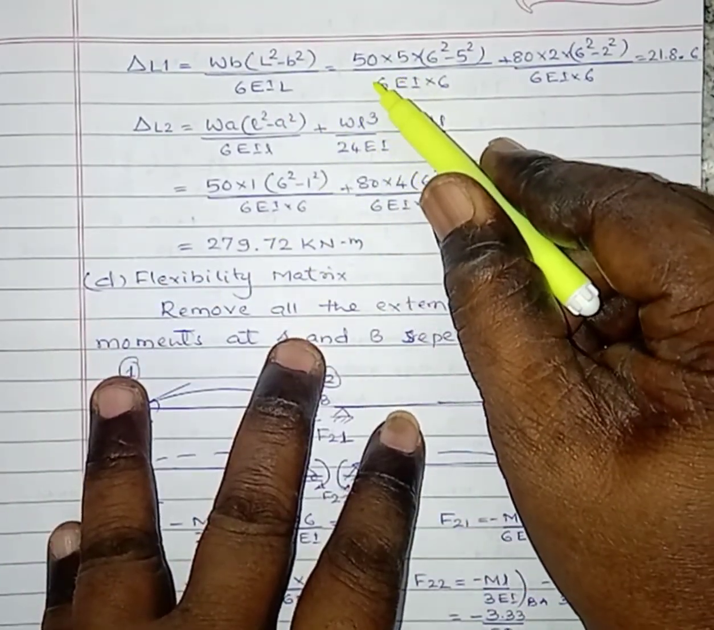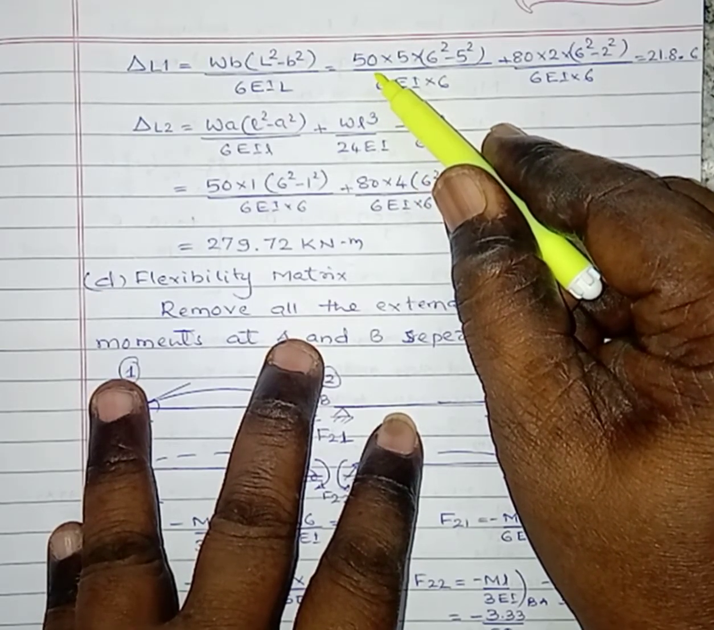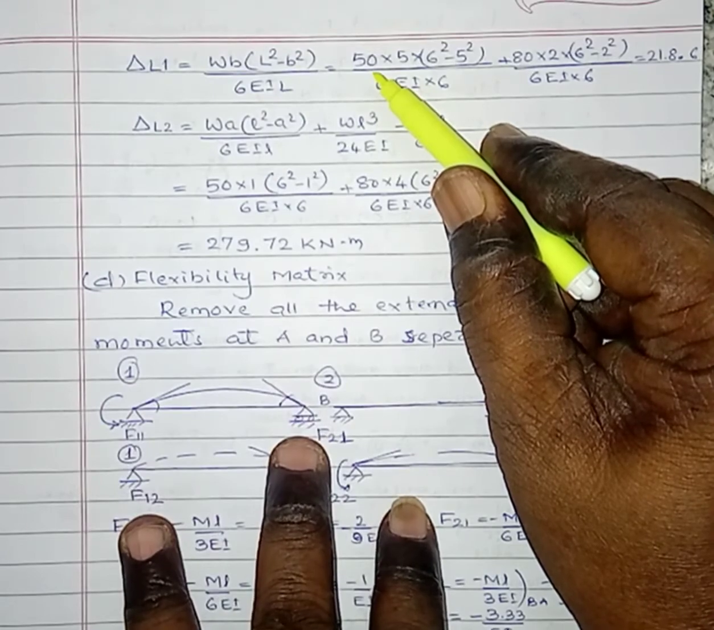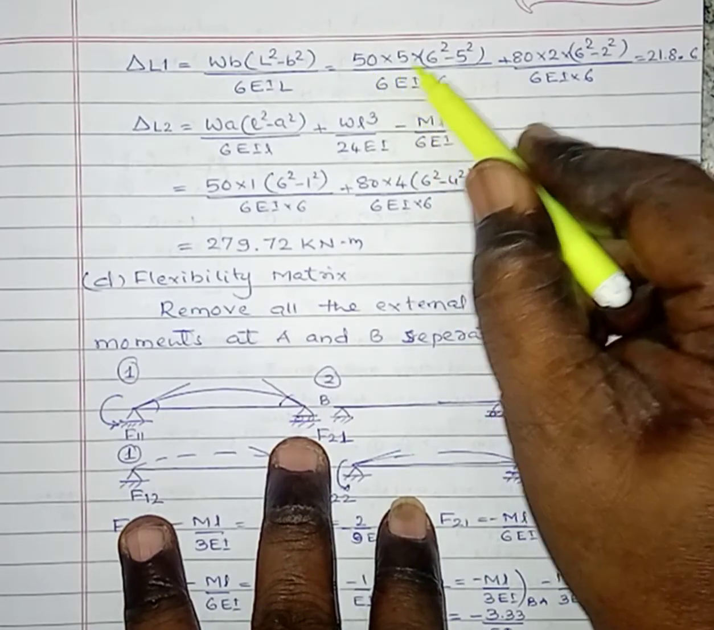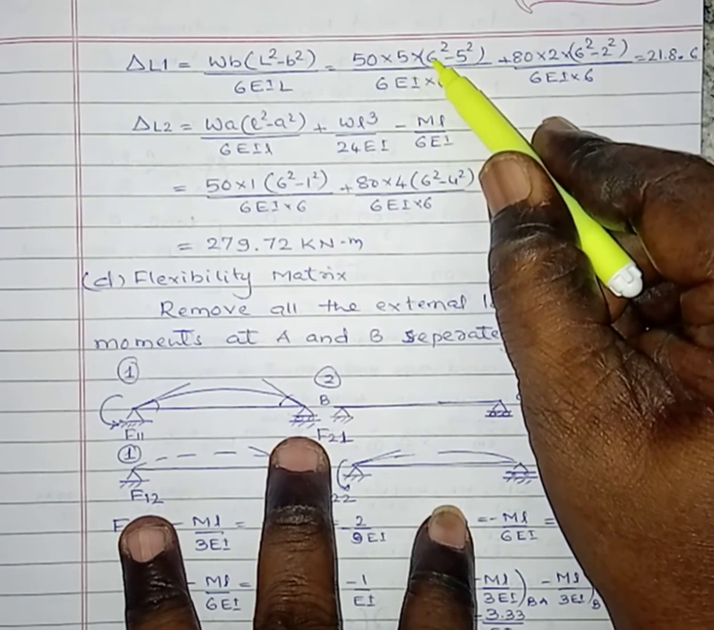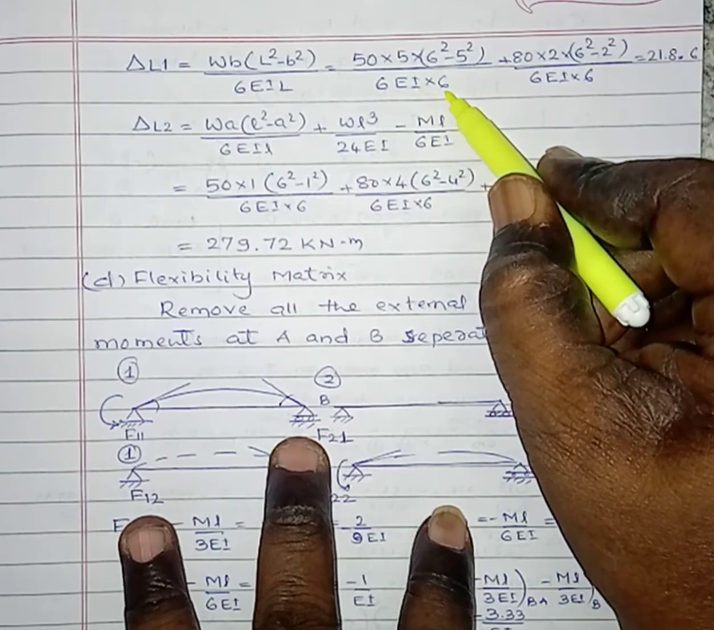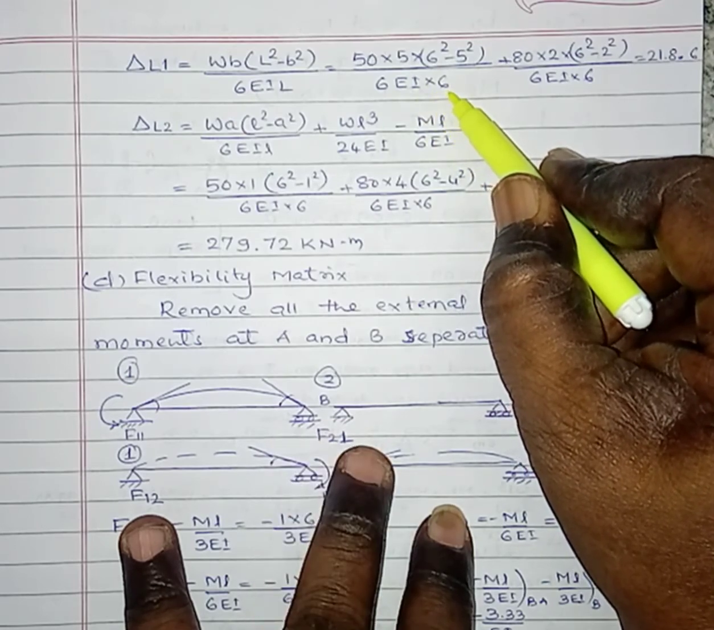Then by substituting the values, the first point load is 50 kilonewton, B for this one is 3 plus 2, that is 5, and the total length is 6. That is 50 into 5 into 6 square minus 5 square divided by 6 EI. The length is 6 meter.